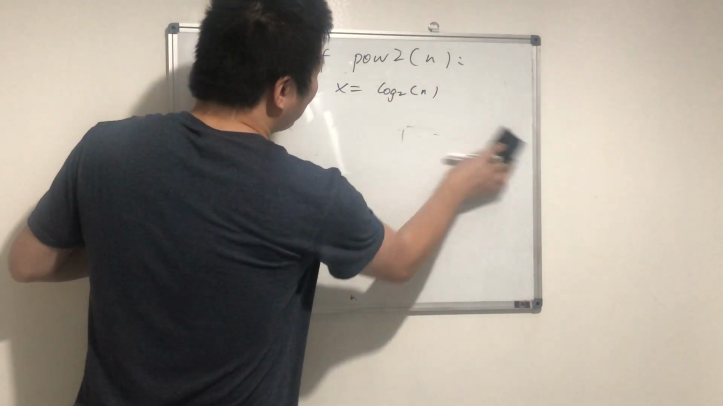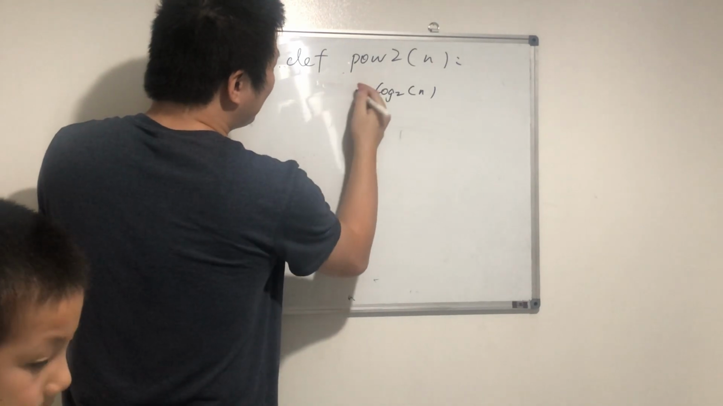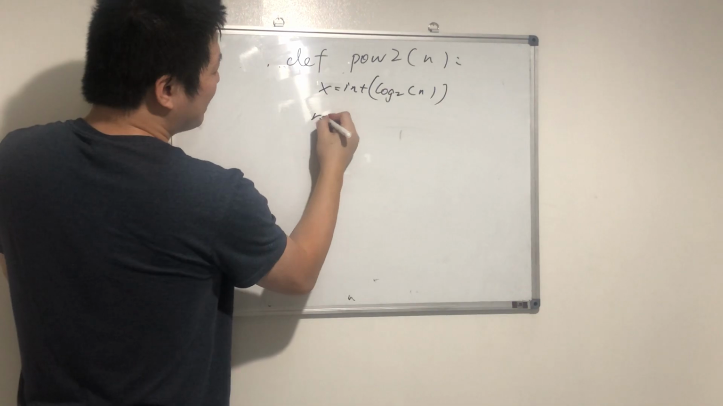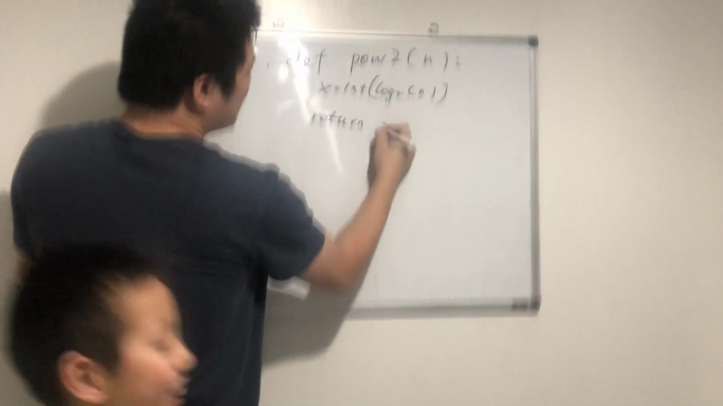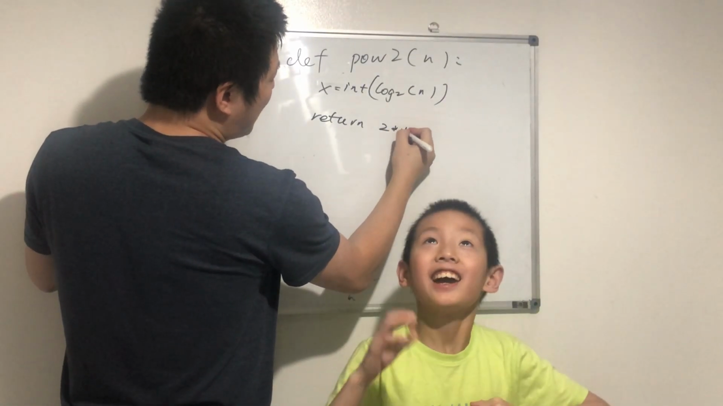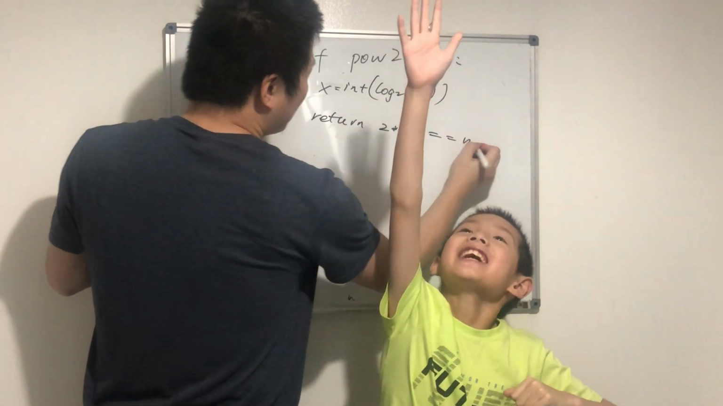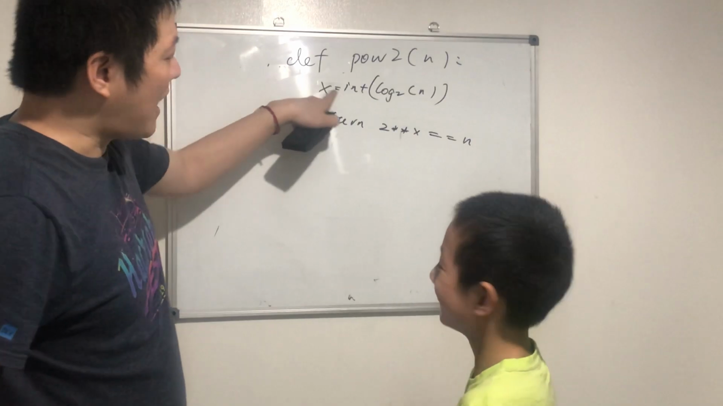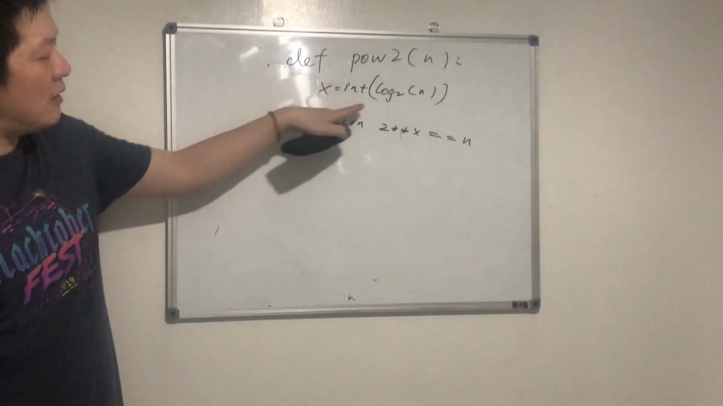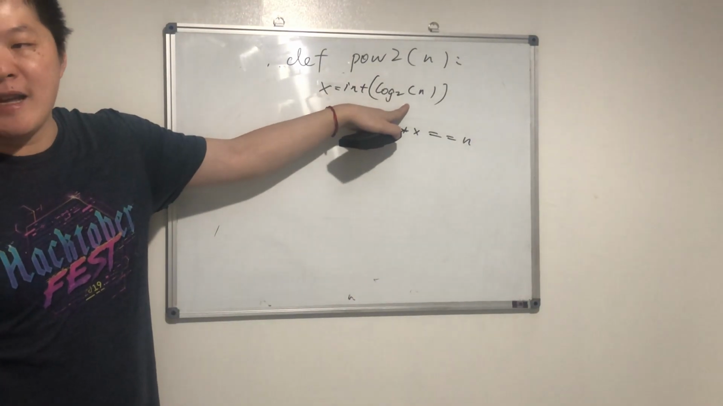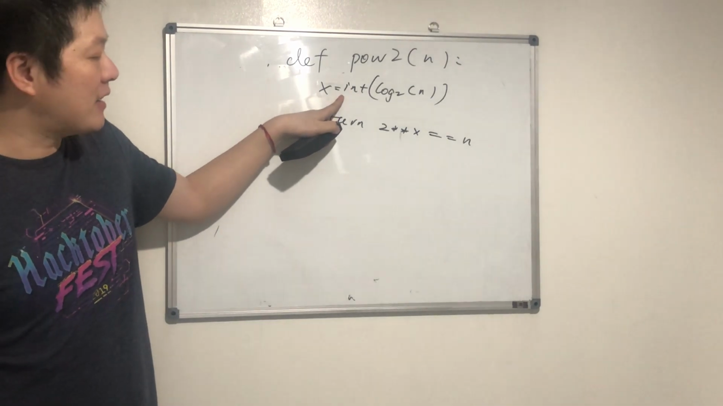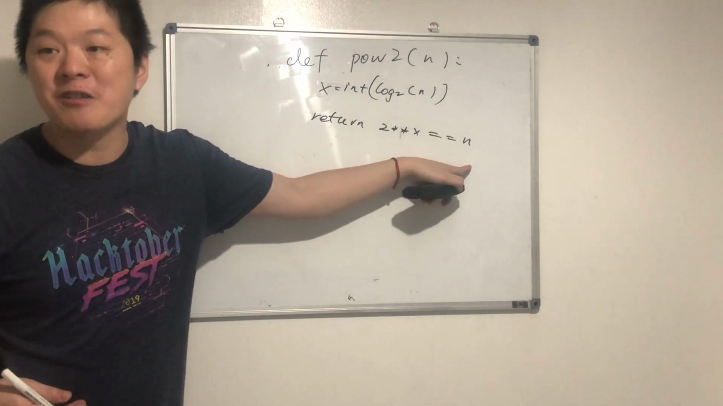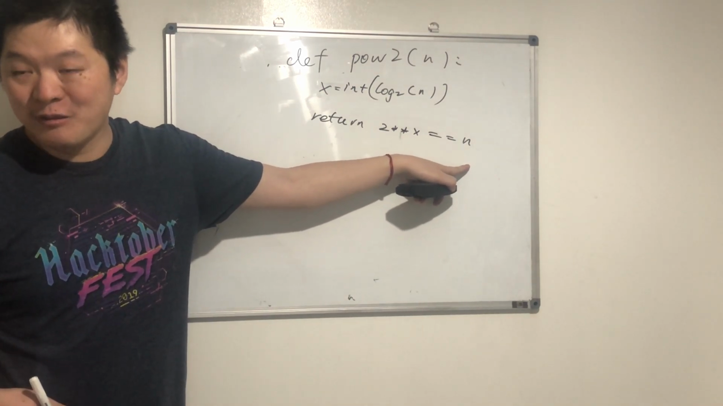And how about if I do this? If this is an integer, I convert it to the integer part. Then I can do this: return 2 times x equals n. For 2.5, up there is 3, down there is 2. I compute the log 2 n, and then I return the integer part, and I reverse check. I check if 2 to the power of x equals n, yeah?